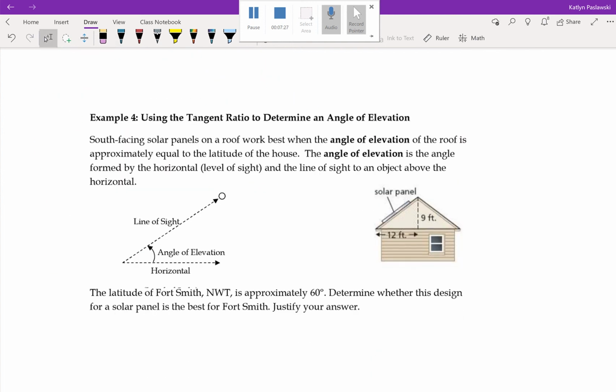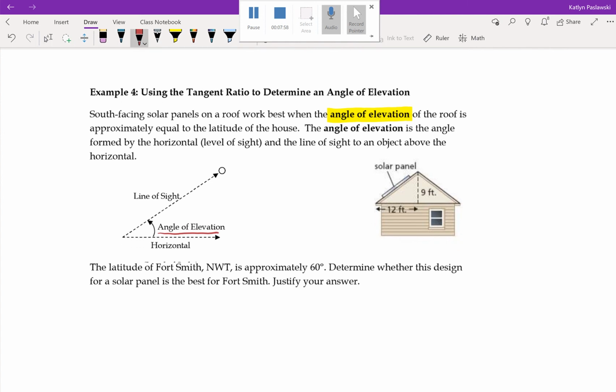Example 4. Using the tangent ratio to determine the angle of elevation. Here we have solar panels on a roof. They work best when the angle of elevation of the roof is approximately equal to the latitude of the house. The angle of elevation is the angle formed by a horizontal level at eyesight and the line of sight to the object above the horizontal. So here we have the angle of elevation.